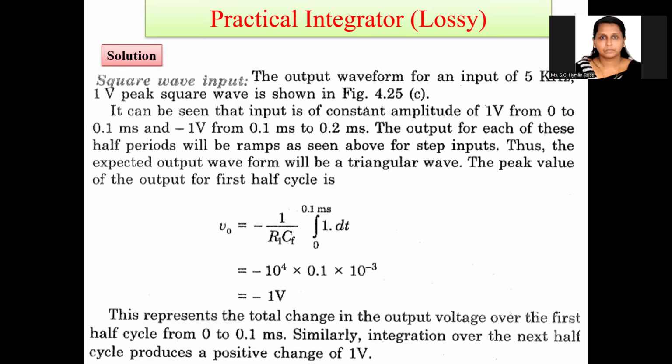Then for the square wave input, the output waveform for an input of 5 kilohertz, as we know, a square wave input will be treated as a signum function. The input is a constant amplitude of 1 volt from 0 to 0.1 milliseconds and minus 1 volt from 0.1 milliseconds to 0.2 milliseconds. The output for this ranges over 0.1 milliseconds and is almost equal to minus 1 volt. This represents the total change in the output voltage over the first half cycle from 0 to 0.1 milliseconds.